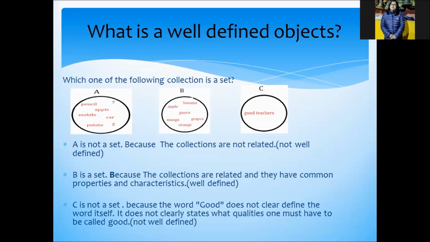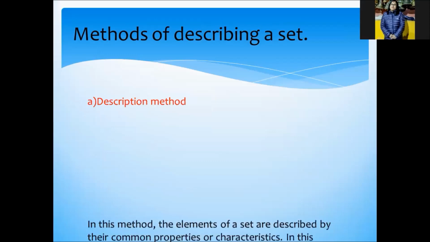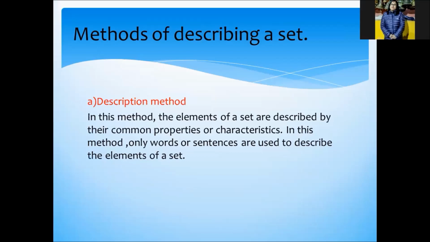Next, methods of describing a set. The first method is the description method. In this method, the elements of a set are described by their common properties or characteristics. In this method, only words or sentences are used to describe the elements of a set.